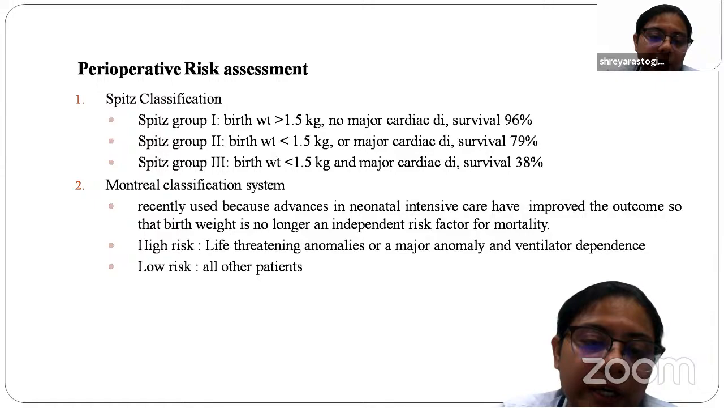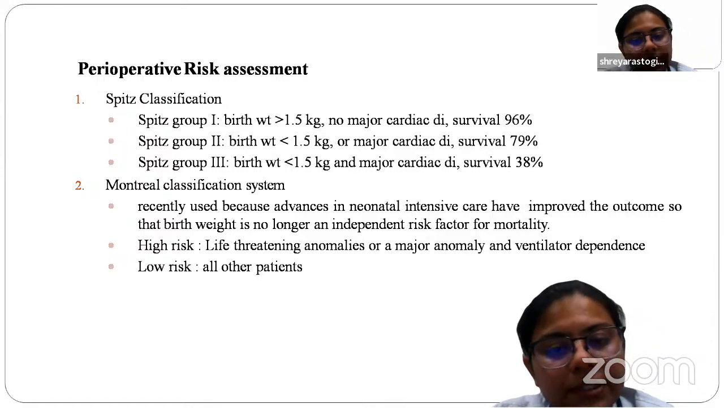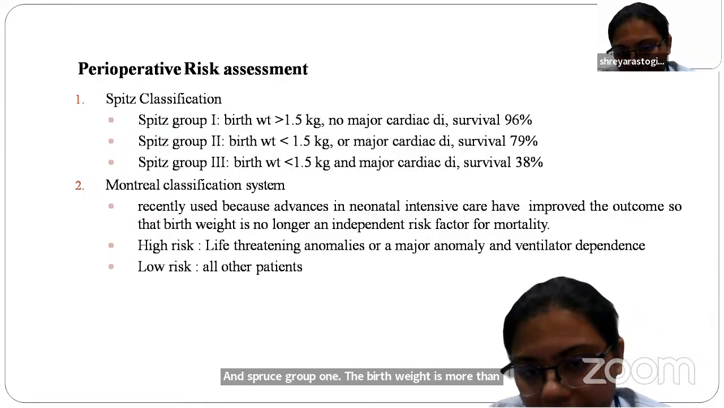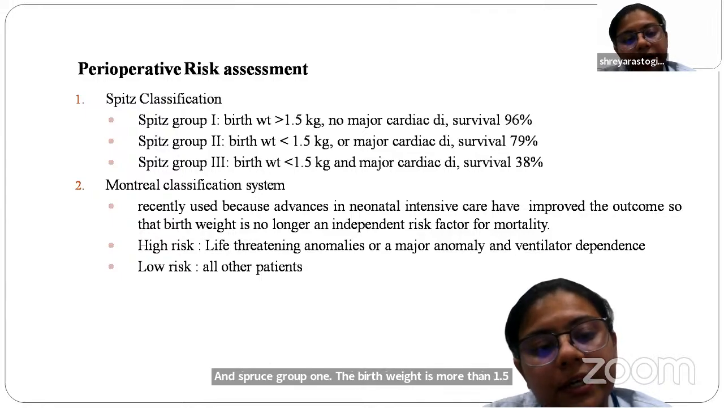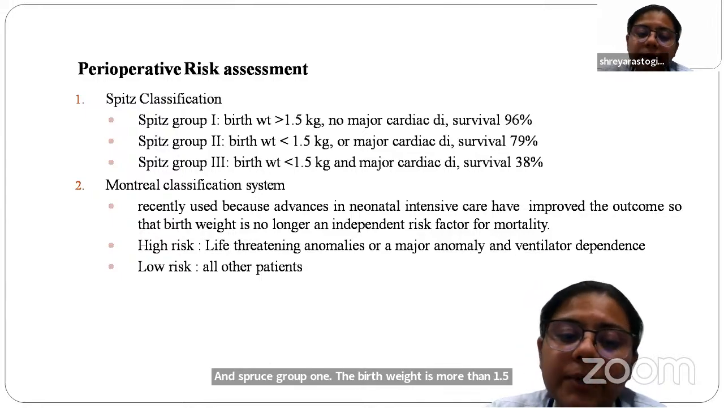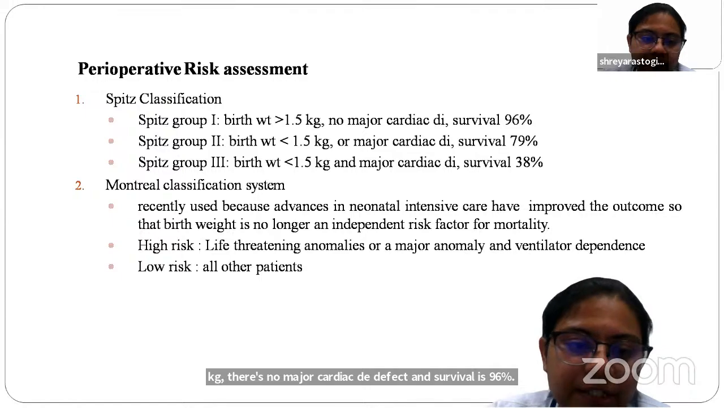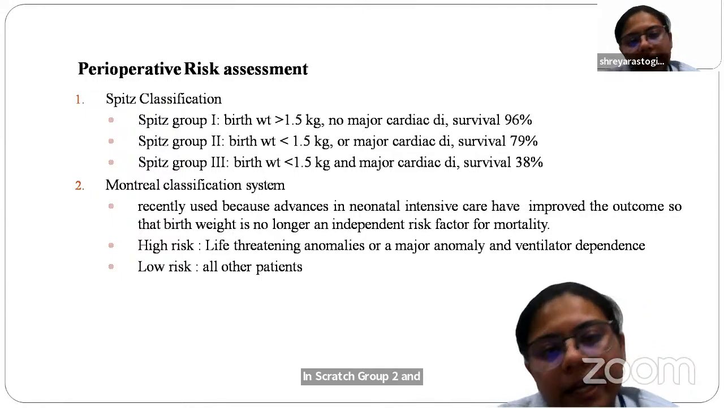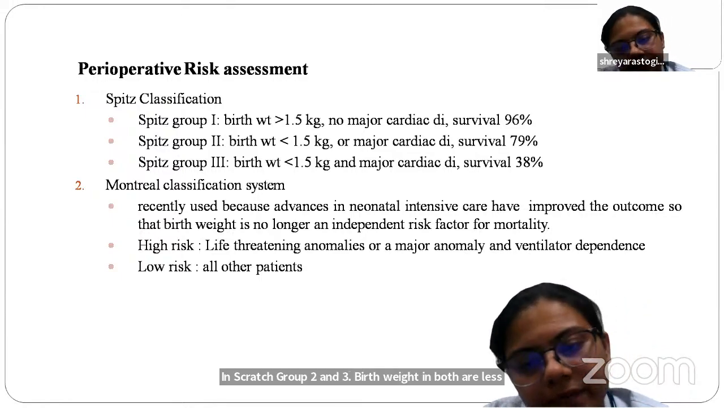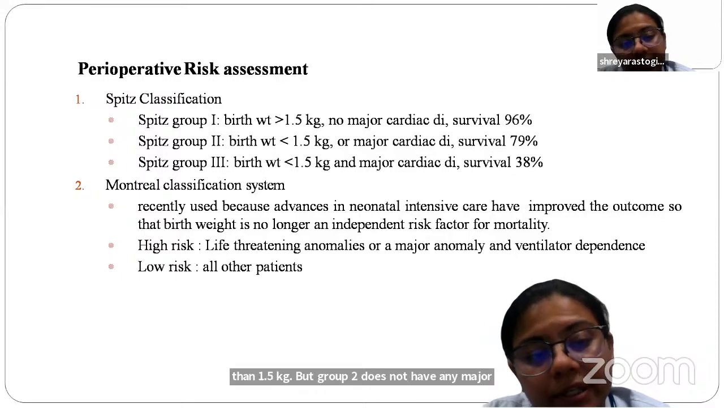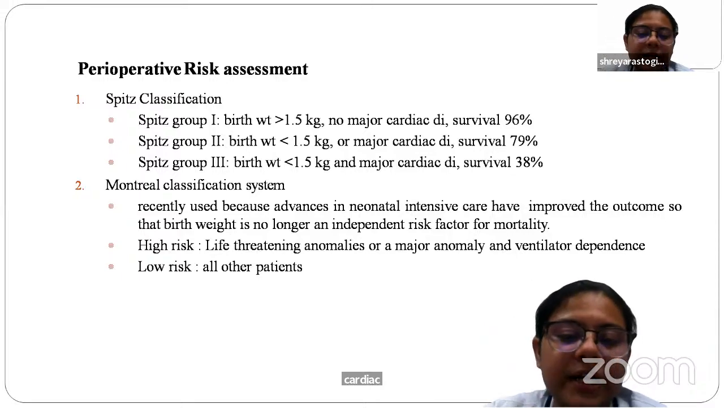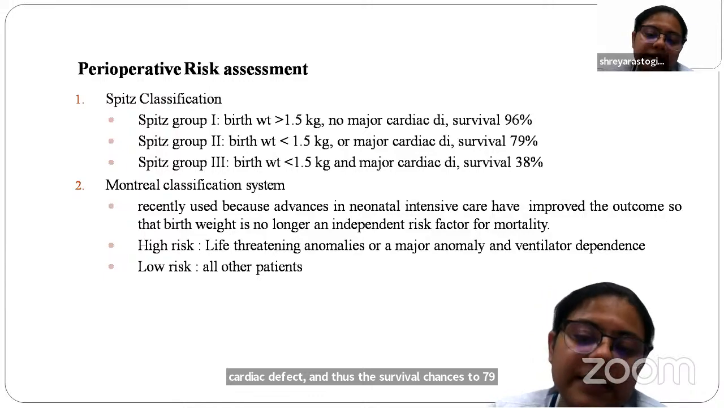In Spitz group 1, the birth weight is more than 1.5 kg, there's no major cardiac defect, and survival is 96%. In Spitz group 2 and 3, birth weight in both are less than 1.5 kg, but Spitz group 2 does not have any major cardiac defect, and thus the survival chances increases to 79%. In Spitz group 3, there are major cardiac defect, and thus survival is around 38%.